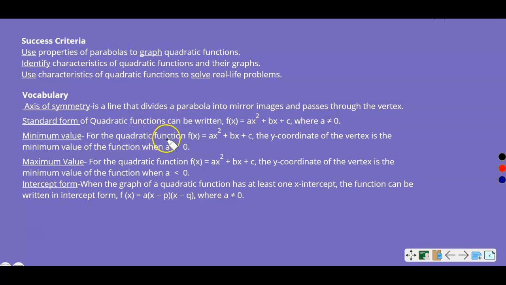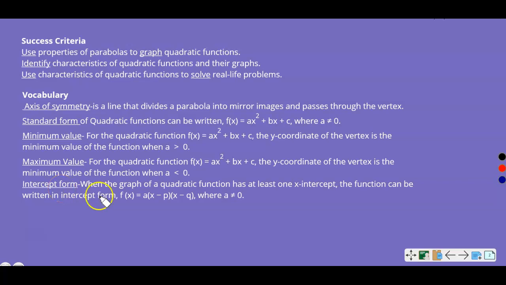Your minimum value for a quadratic function, the y-coordinate of the vertex, is the minimum value when a is greater than 0. Your maximum value is very similar. For a quadratic function, f of x equals ax squared plus bx plus c, the y-coordinate of the vertex is the maximum when a is less than 0. So when a is negative, you have a maximum because the parabola is upside down. You have a minimum when a is greater than 0, which means a is positive. You have a U-shaped graph called a parabola, so it would be a minimum value. So that's the difference between your minimum and maximum.